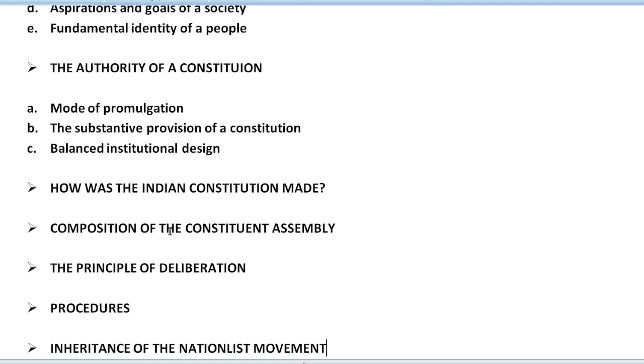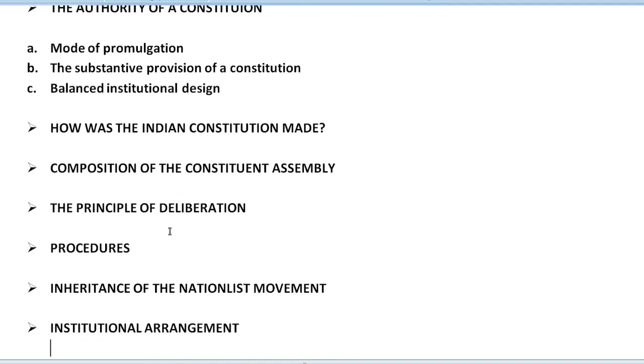After that, we have how was the Indian constitution made. It is also a very important heading of this chapter. Under that, now what we are going to read, that we are going to read after this. So how was the Indian constitution made? After that, next we have composition of the Constituent Assembly, that what is the correct composition of the Constituent Assembly and what do you mean by Constituent Assembly. So all these things we are going to read under this heading.